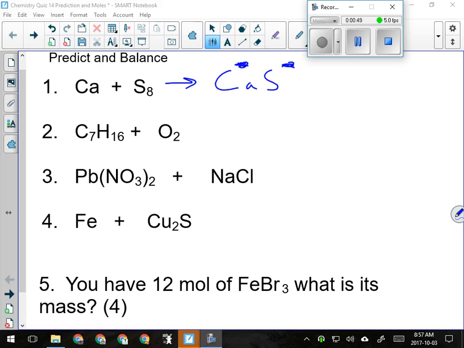So we got sulfur here, but there's 8 of them, so I got to put an 8 here and an 8 there. All right, so you give them 1 mark. If they had calcium sulfide, actually give them 2 marks for the product. There was only 1, but give it to them anyway. Okay, and 1 mark for the balancing.